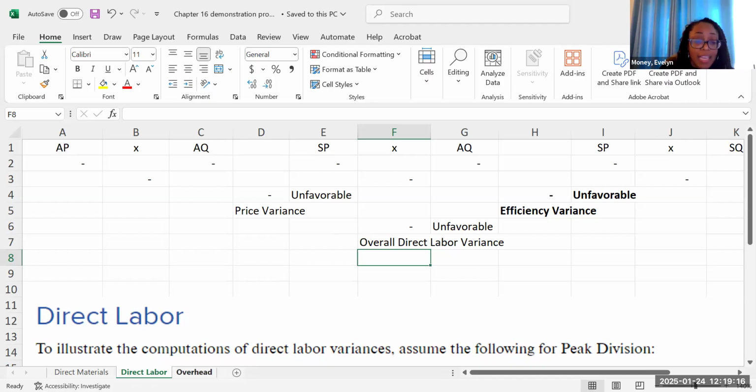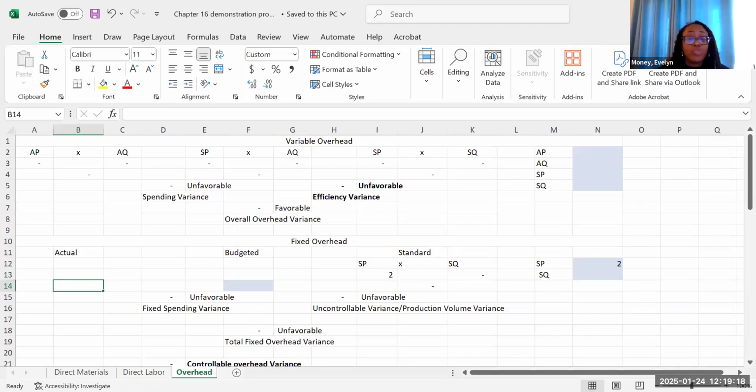And then we apply this variance analysis to overhead. And with overhead, we break it out between variable overhead and fixed overhead. The variable overhead calculation looks very similar to what we do for labor and materials. We end up having a price variance and a quantity variance, but we call it spending because it's about how much money we spent. And then efficiency variance. That efficiency variance varies based on how we calculate our predetermined overhead rate.